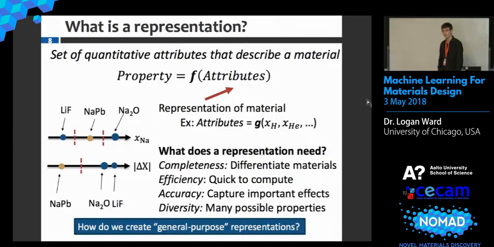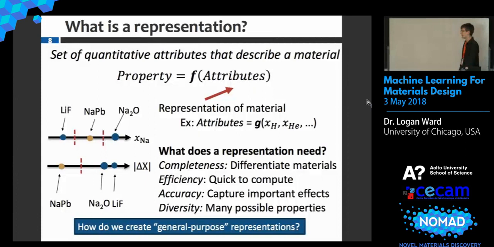The materials community has studied this area quite extensively and agreed these representations need to fulfill many different properties, such as completeness. A representation needs to accurately differentiate materials that are indeed different. They need to be efficient to compute, and capture important effects about what drives materials properties.